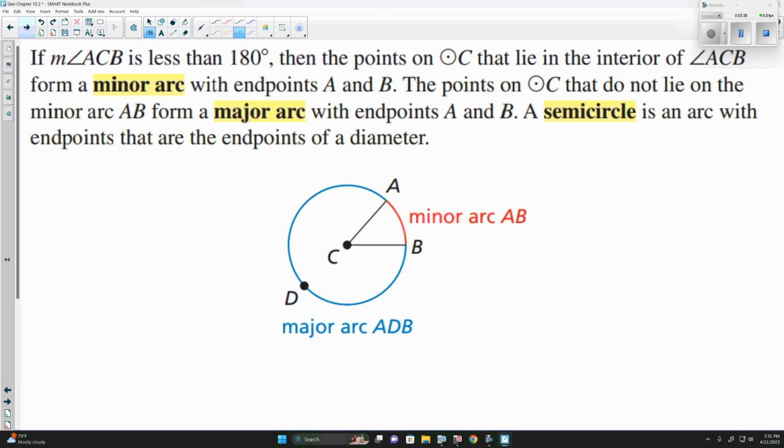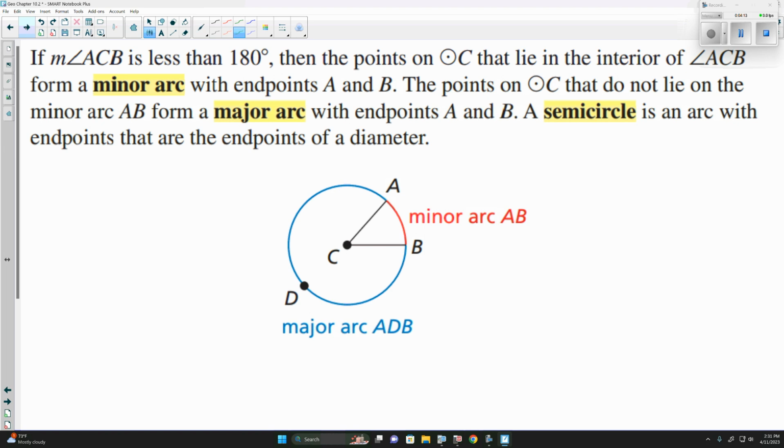And this is the first thing we're going to talk about. If the measure of angle ABC is less than 180 degrees, then the points on circle C that lie in the interior of angle ABC form a minor arc. So if the measure of the arc is less than 180, it is a minor arc. The points on circle C that do not lie on the minor arc AB form a major arc. So if it's greater than 180, it is major. Greater than 180, major. Less than 180 is minor.